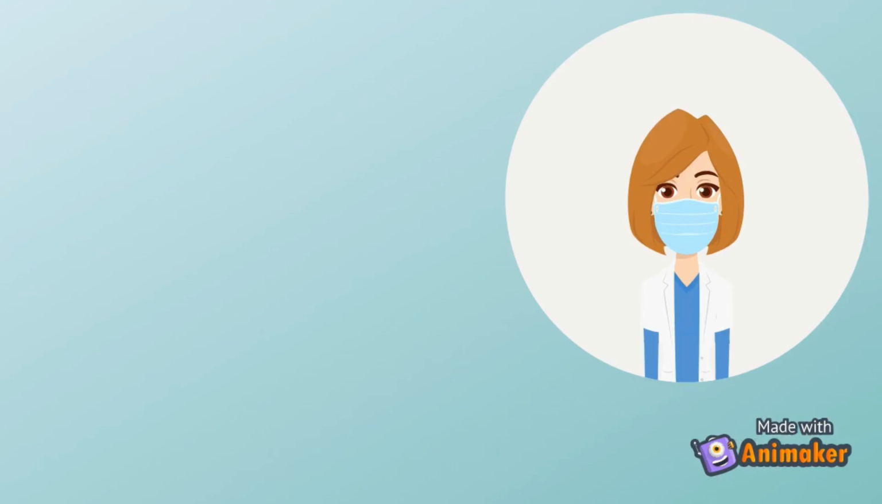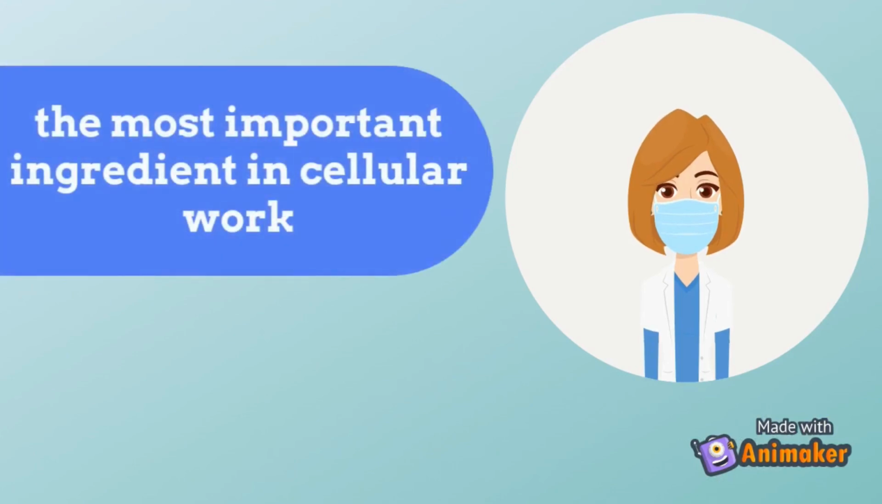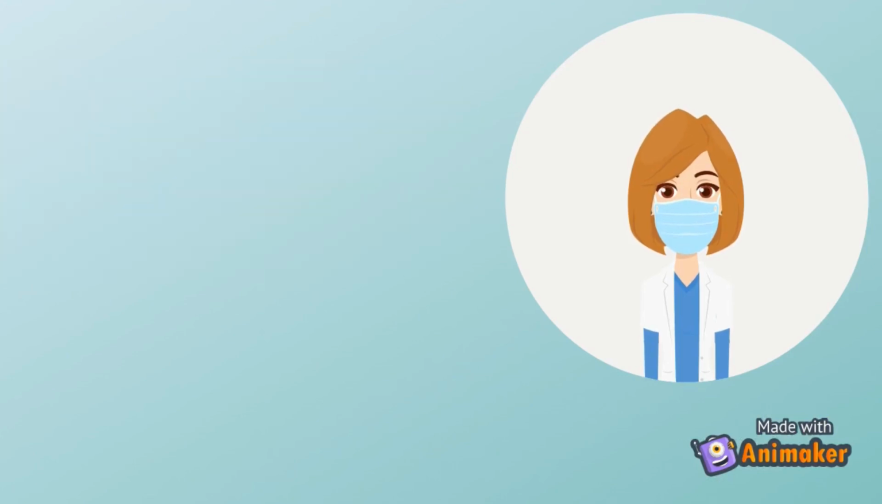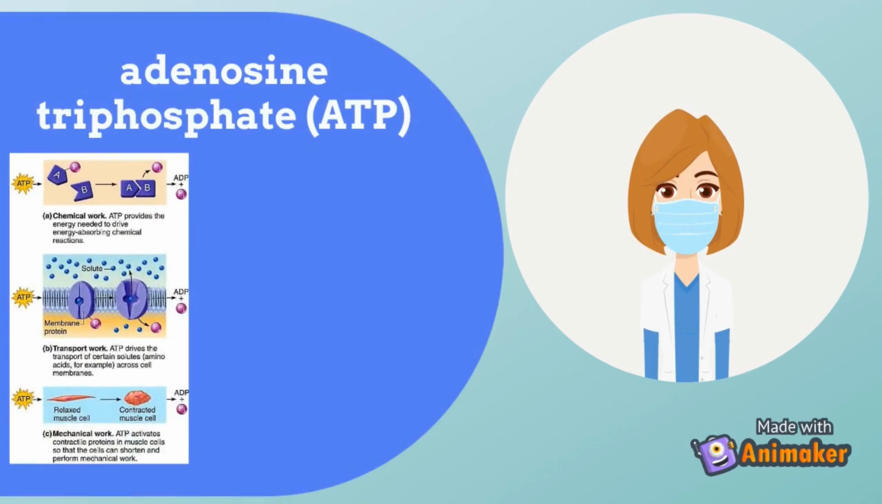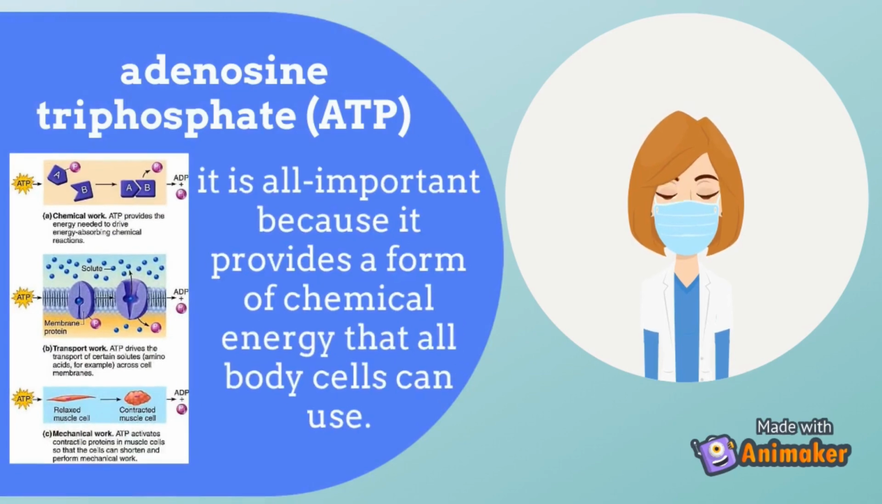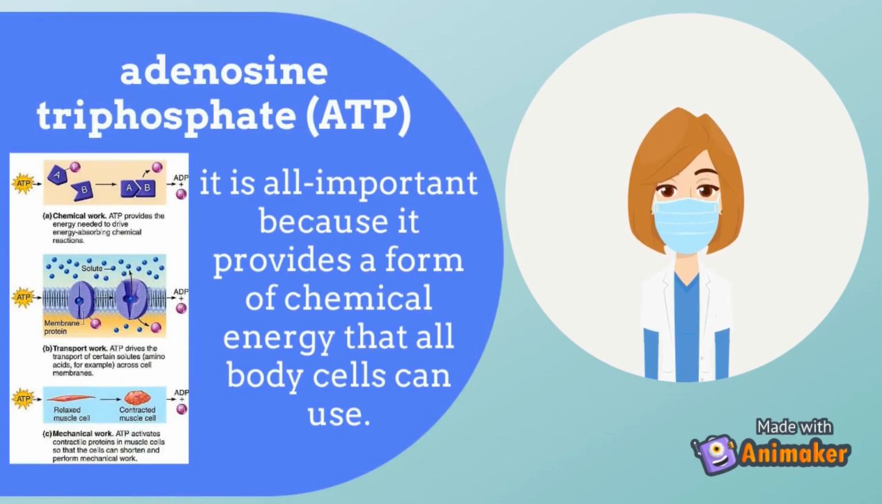Before we end this video, let me tell you first the most important ingredient in cellular work, and that is adenosine triphosphate or ATP. It is all important because it provides a form of chemical energy that all body cells can use.